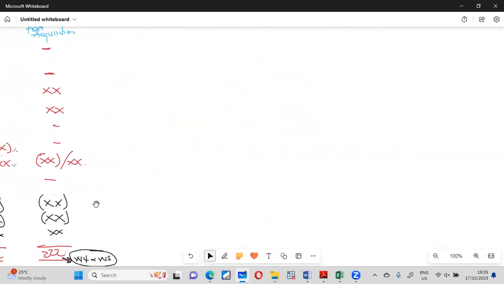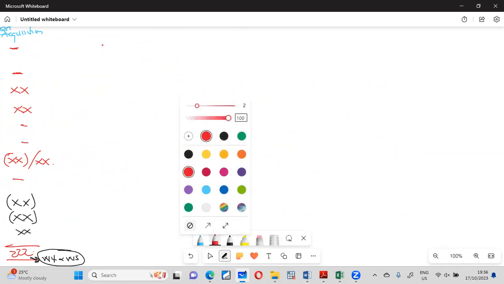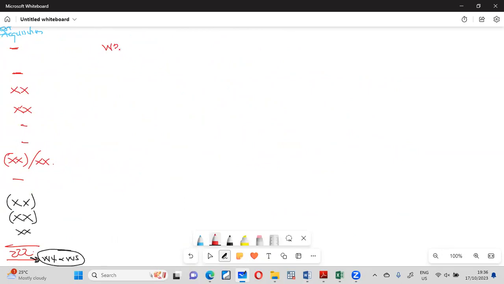Okay, so we now come to our workings 3. Don't forget, IFRS 3 taught us that we should do workings 3, and workings 3 was the determination of what? Goodwill. Determination of goodwill. All right. How do we find goodwill? We will need the purchase consideration.